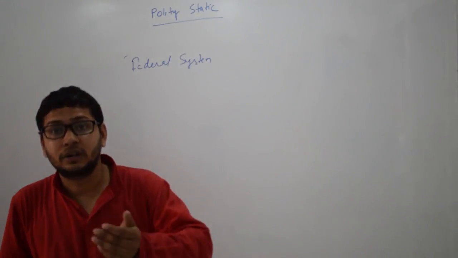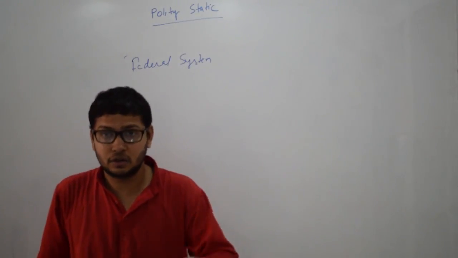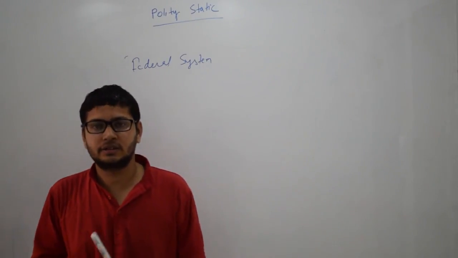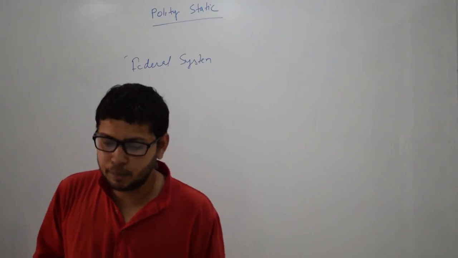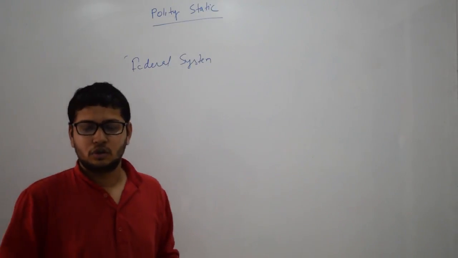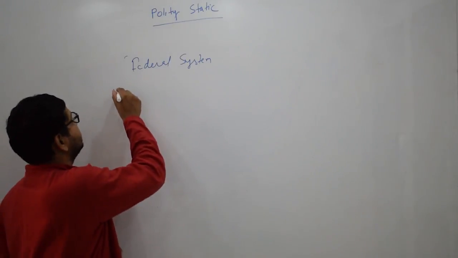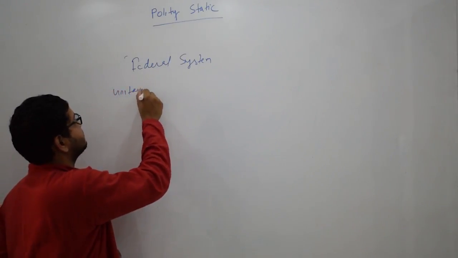chapter, which is what does India's federalism consist of? There was a question asked in last year's prelims. So that is why I am taking this chapter, because of its importance. So first of all, we need to understand what we mean by a unitary government.